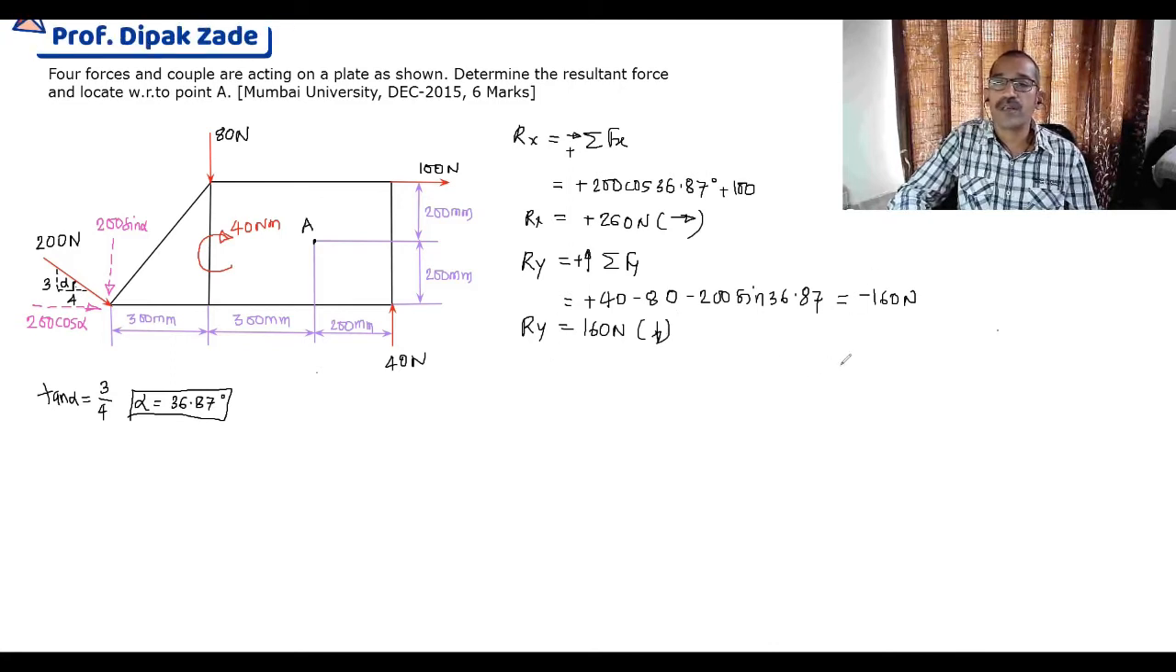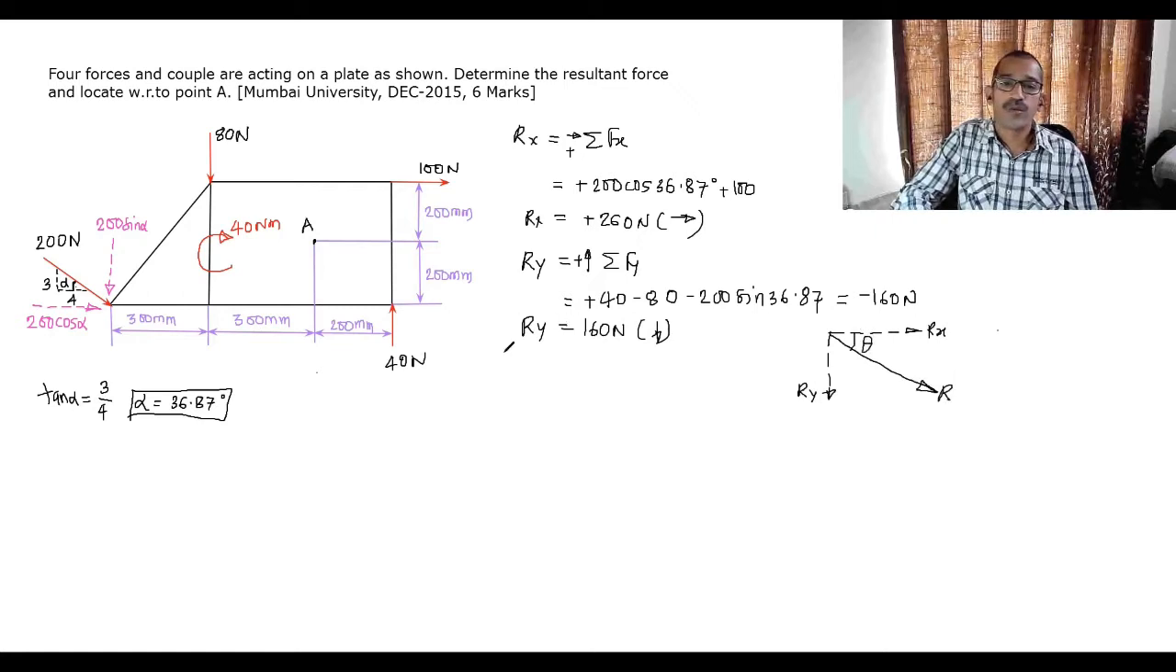Now to find the magnitude and direction of the resultant, I'll represent the direction of these components. Rx is rightward as represented here. Ry you are getting in the downward direction. That means our resultant force is in the fourth quadrant. This is R, and the angle is theta. To find the magnitude of the resultant we use the Pythagoras theorem: square root of Rx square plus Ry square. Substituting Rx as 260 and Ry as 160, we get the magnitude of the resultant.